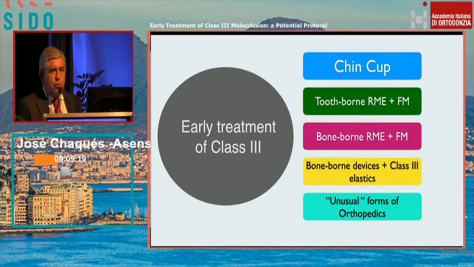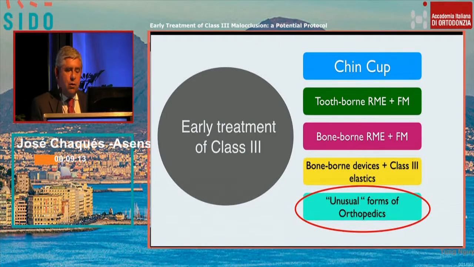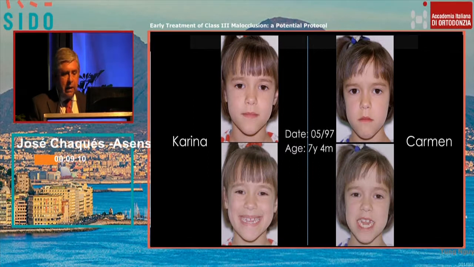So with very challenging facial types, what to do? Unusual forms of orthopedics. And I'll show you one case that is 2-in-1. Karina on the left of the screen, Carmen on the right of the screen. They're twins.